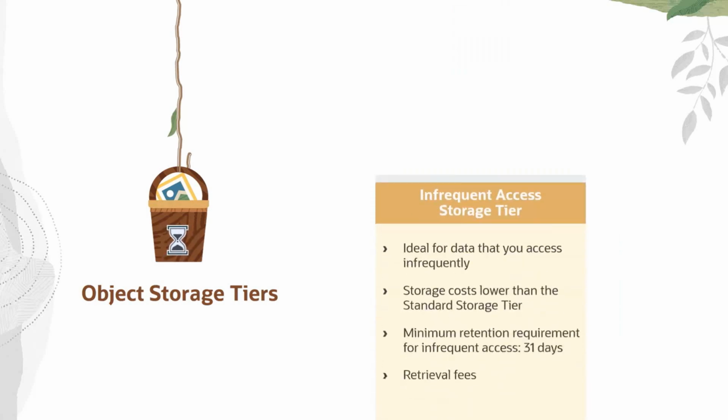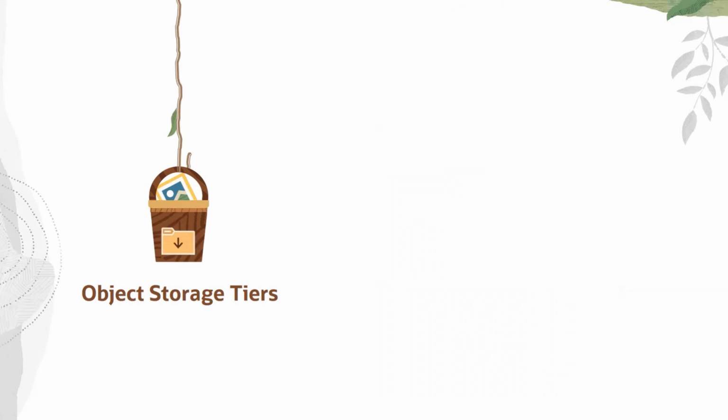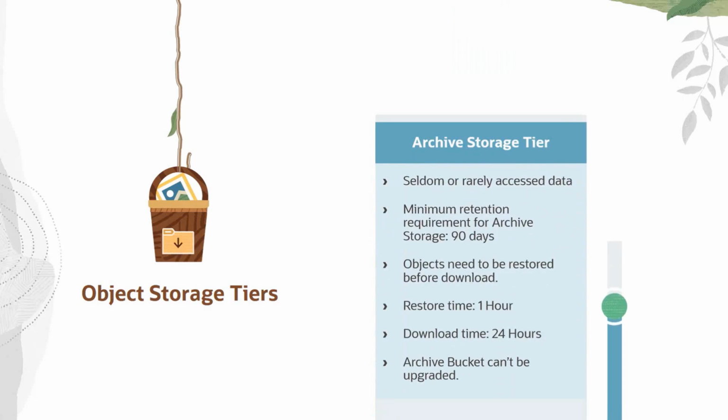The second tier type is infrequent access. It is ideal for data that you access infrequently, but the data must be available immediately when needed. The storage costs are lower than the standard storage tier, but you are charged data retrieval fees. The third type is the archive tier, and it is optimized for data that is rarely accessed.